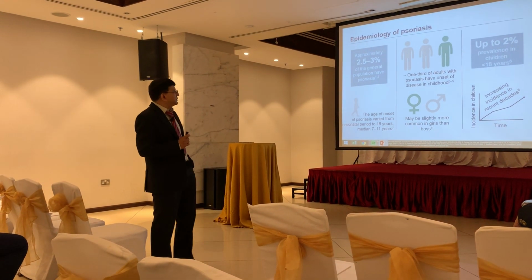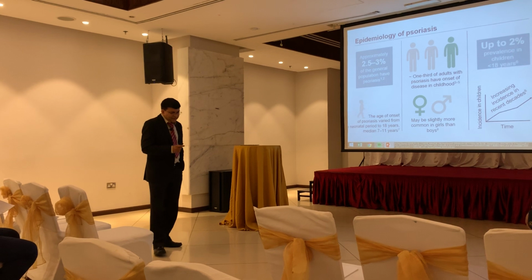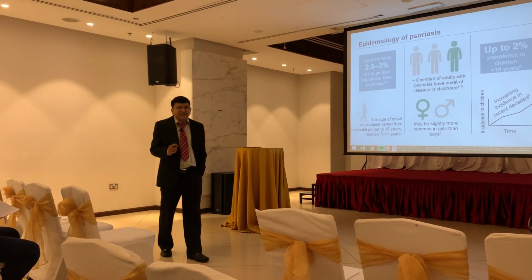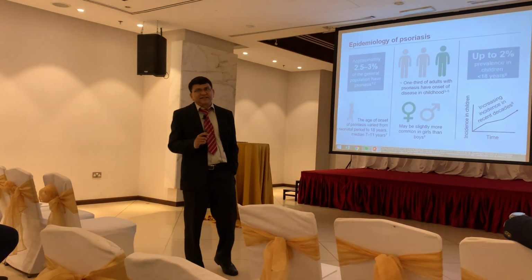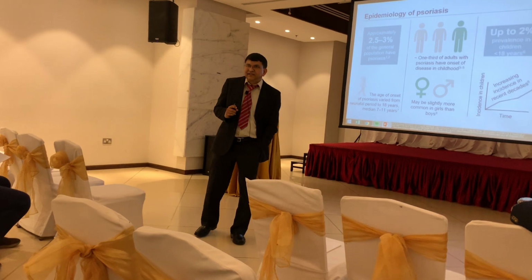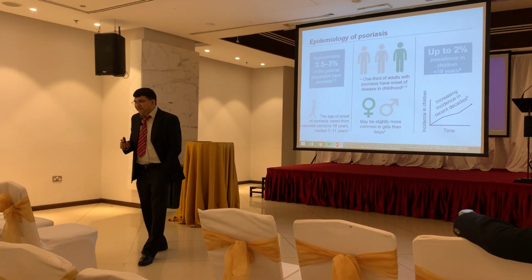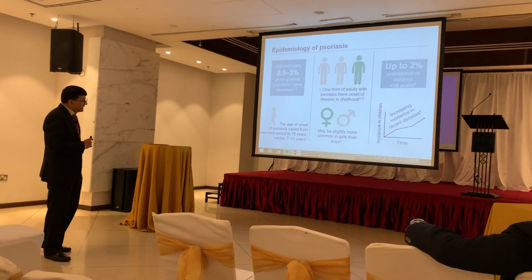Of course, it depends on which part of the world you study in. The age of onset of psoriasis varies right from the neonatal period up to the age of 18. Congenital psoriasis, or true congenital psoriasis, is psoriasis seen before birth or within the first 24 hours of birth, which is very rare, whereas pediatric psoriasis is something that we see up to the age of 18.